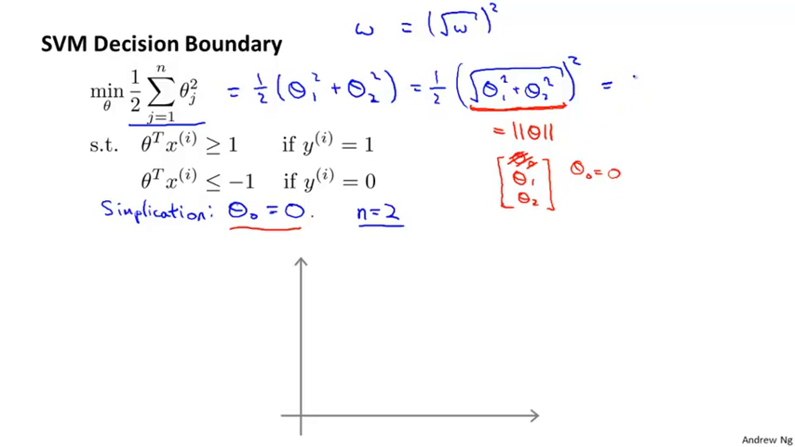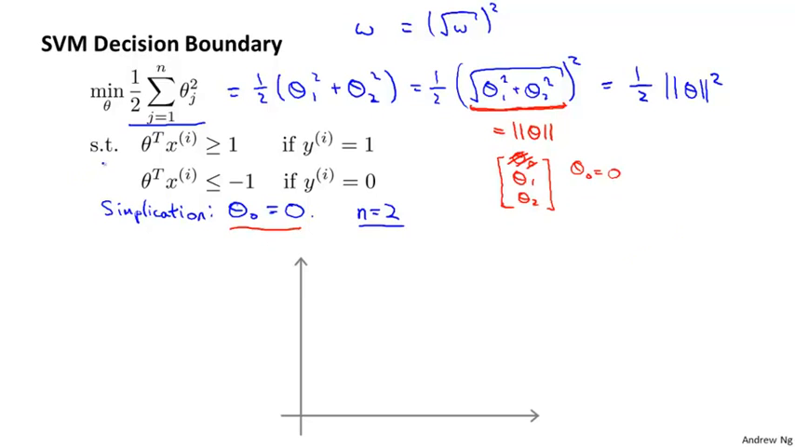And so finally, this means that my optimization objective is equal to 1 half of the norm of theta squared. So all the support vector machine is doing in the optimization objective is just minimizing the squared norm, or the squared length, of the parameter vector theta.